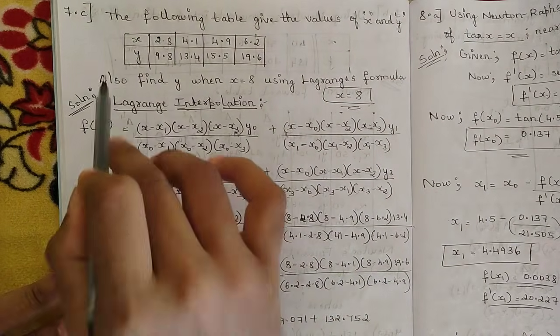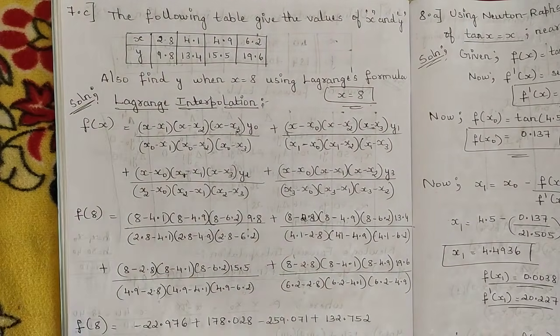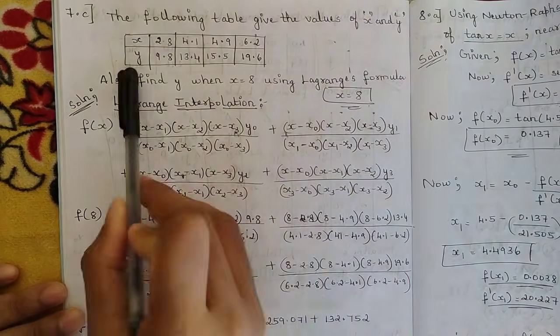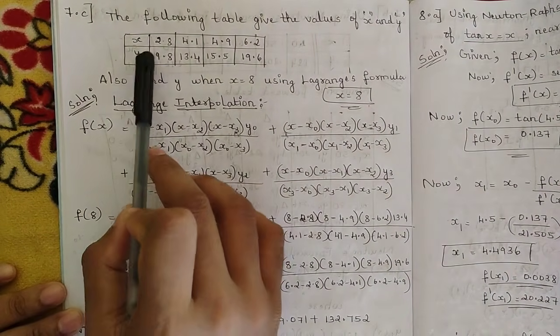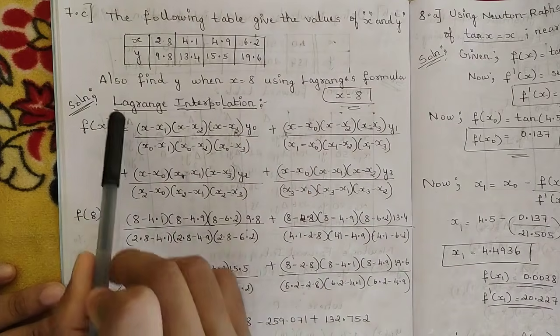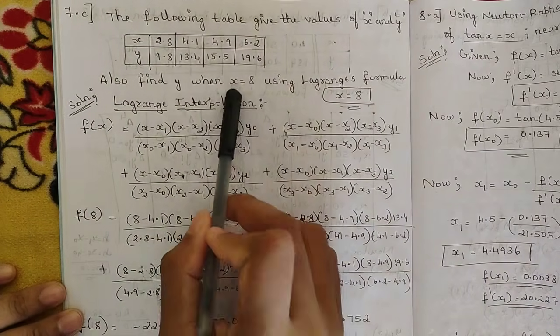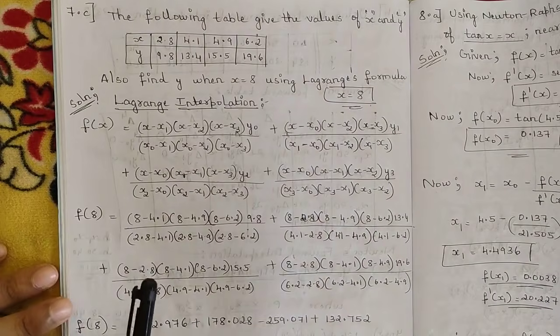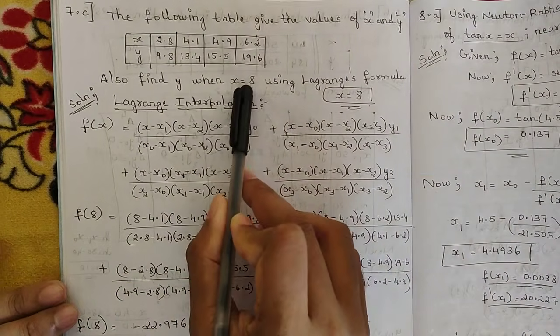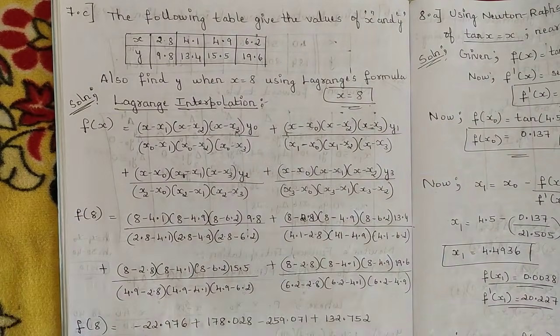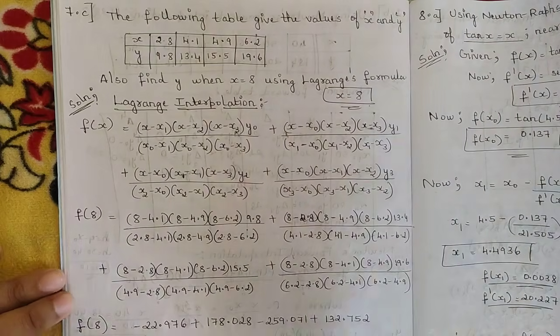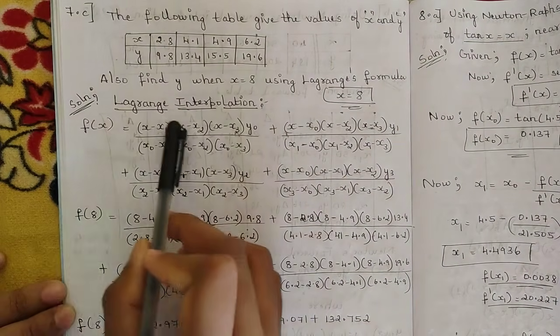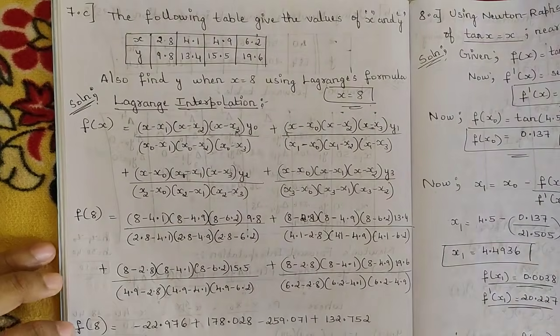This is the question mentioned here: the following table gives the values of x and y. So four values of x and y are mentioned here. Also find y when x is equal to 8. That is, they have given the value of x as 8, using the Lagrange formula. So here they have mentioned x is equal to 8. Write it first. Solution: this is the formula for Lagrange interpolation.